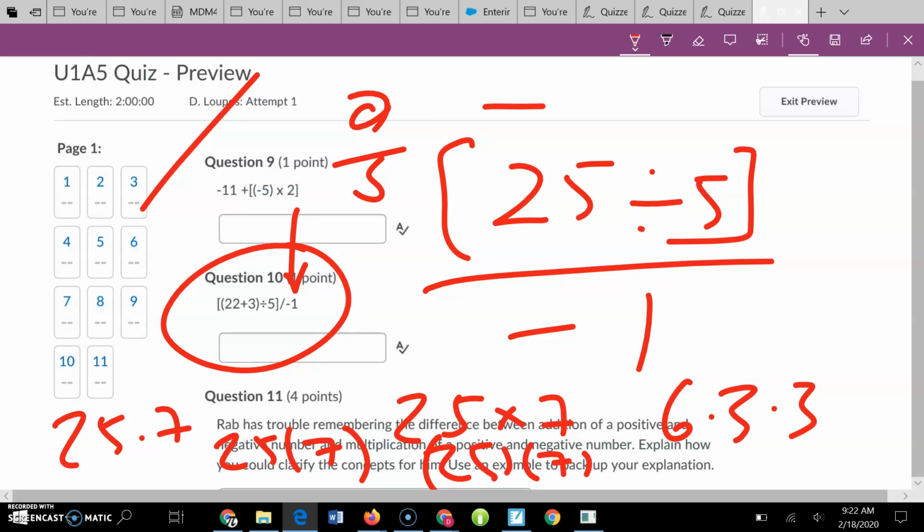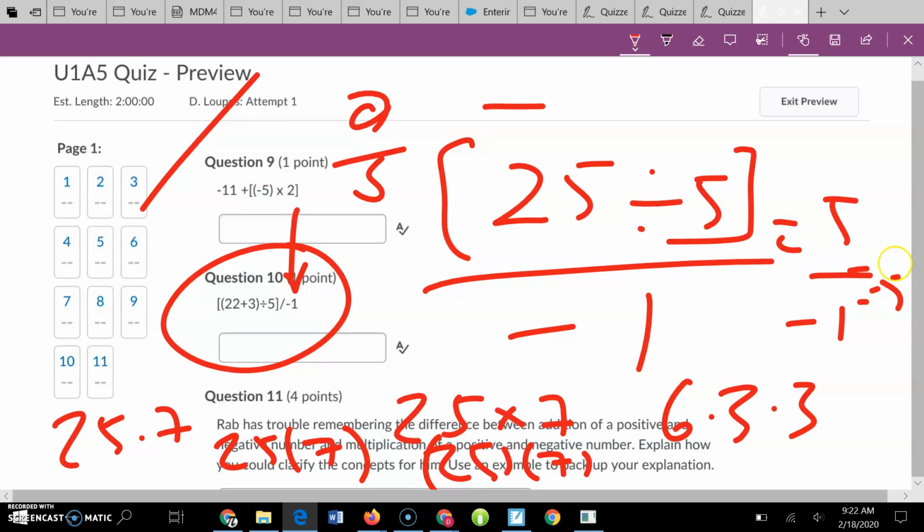So 22 plus 3 is 25. Divide that by 5, you get 5. And on the bottom, you have -1. So 5 over -1. You can think of that as a fraction. You can think of it as division. 5 divided by -1, your number's 5. Two negatives make, sorry, one negative. Negative.